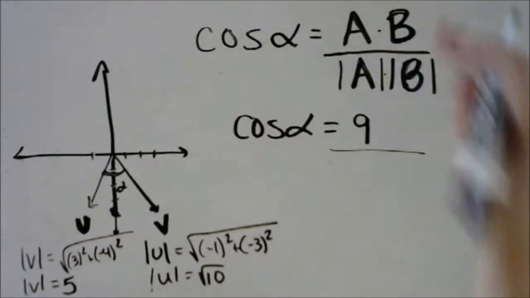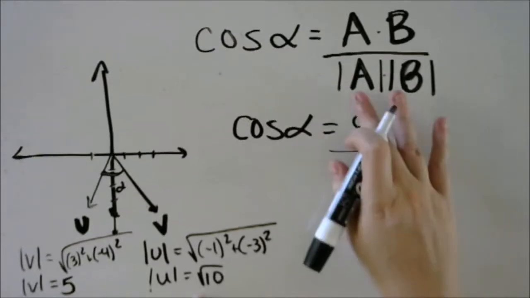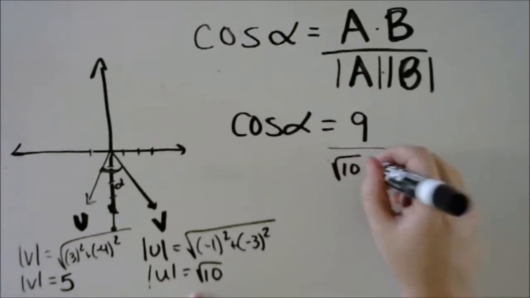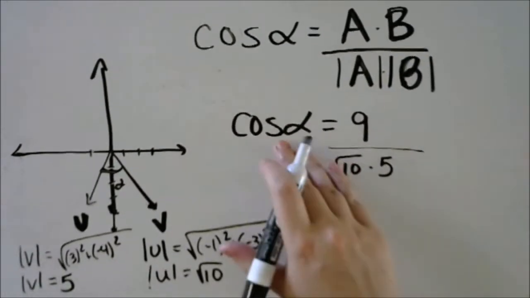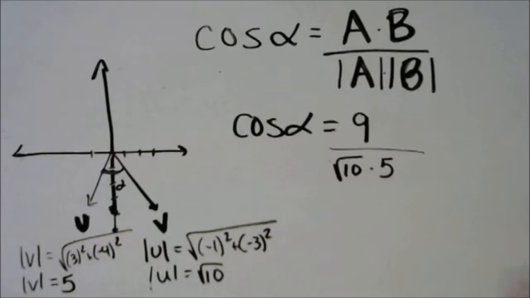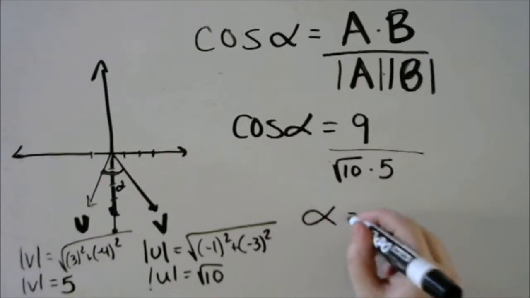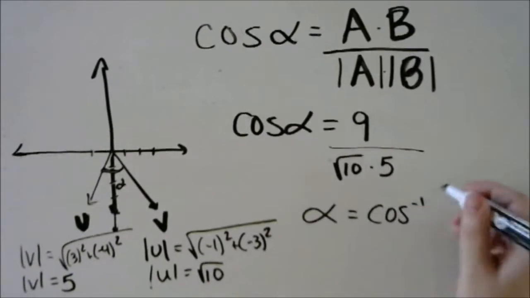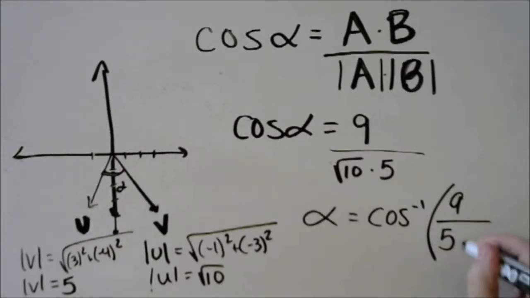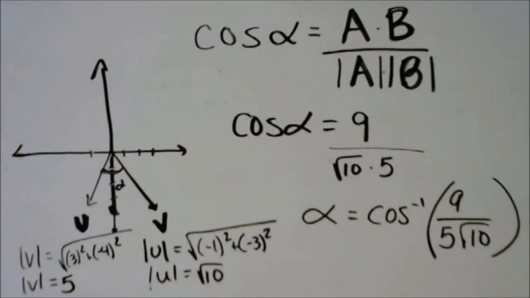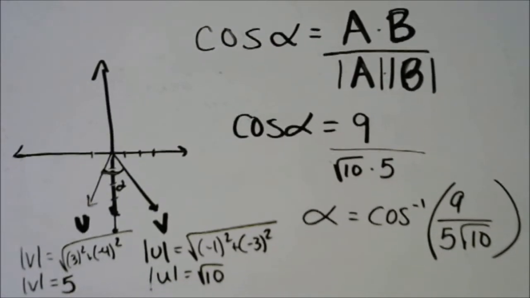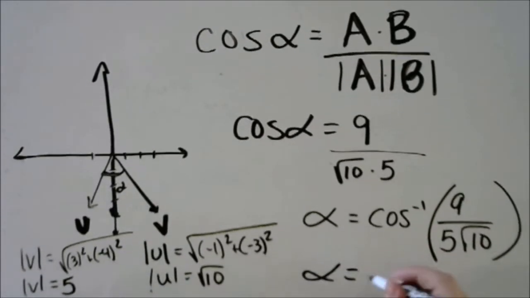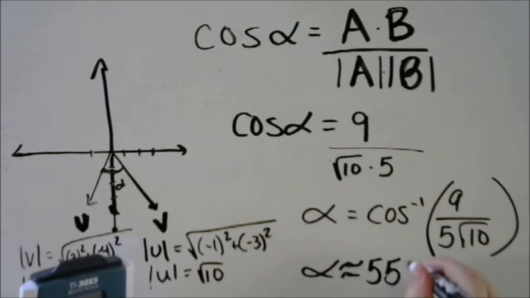This is a 3, 4, 5 triangle. And so we would have the magnitude of U times the magnitude of V. I don't have to rationalize this answer because I am actually just trying to solve for the angle. So I'm going to go ahead and apply my inverse function and say alpha is equal to inverse cosine of 9 over 5 radical 10, and use my calculator in degree mode. And so I get that alpha is approximately 55 degrees.